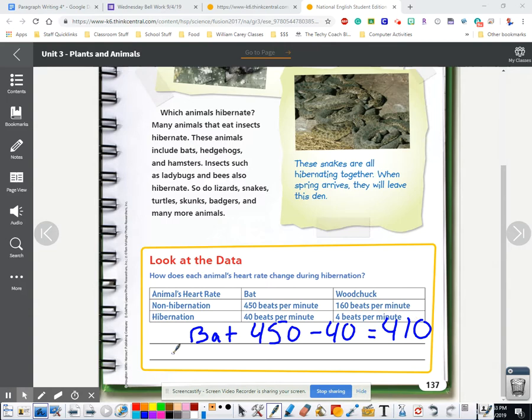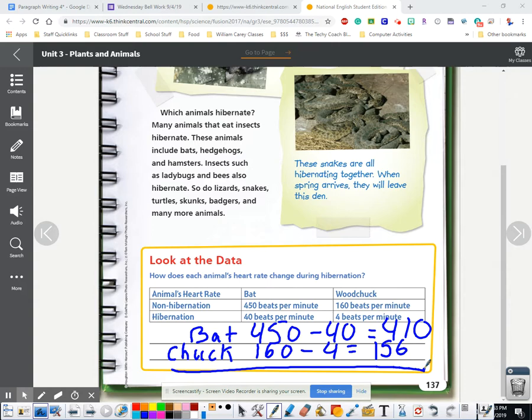And the woodchuck, I'm just going to put chuck. It usually beats 160 times per minute, but when it hibernates, it only beats 4 times per minute. And that's a difference of 156 beats. That is insane. Make sure you have this written down, because when I come back on Friday, I'm checking your book for a grade.